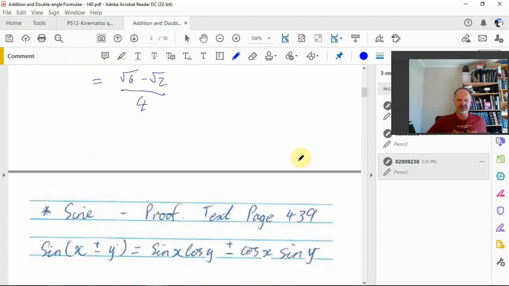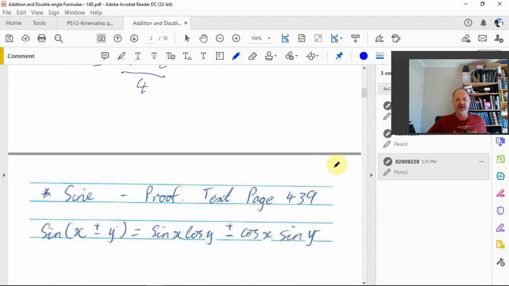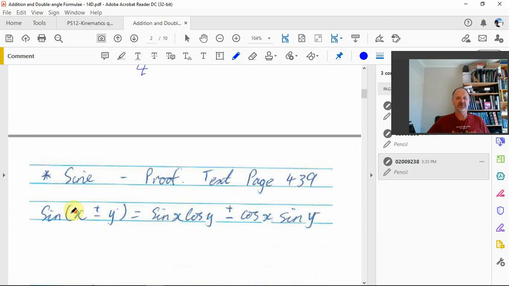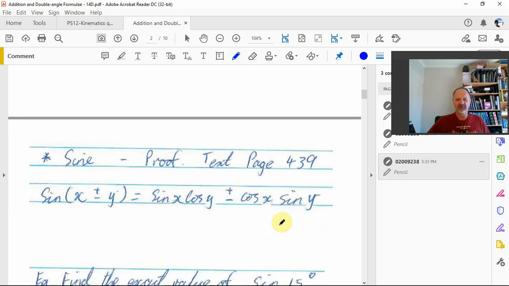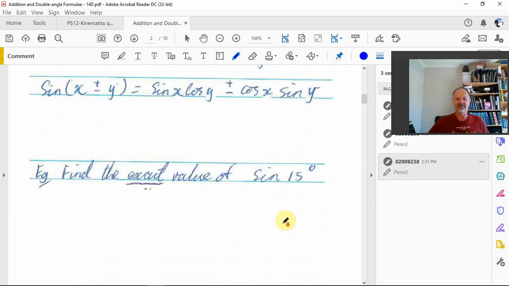All right, so for sine, again, in your textbook there's a proof of this. And so sine x plus y is sine x cos y plus cos x sine y. Sine cos plus cos sine. And for minus, sine x minus y, it's sine x cos y minus cos x sine y. So sine cos minus cos sine. All right, and so we can do the same kind of thing. So find the exact value of sine 15 degrees.